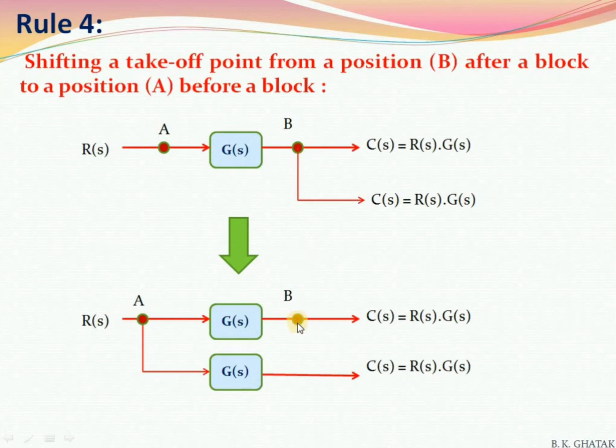So now we move the takeoff point from B to A. If we move the takeoff point from B to A, this signal from B is absolutely as previous, that CS equal to RS into GS. But to maintain this equation as previous, we must insert a functional block GS. Clear? So both the two figures are the same.